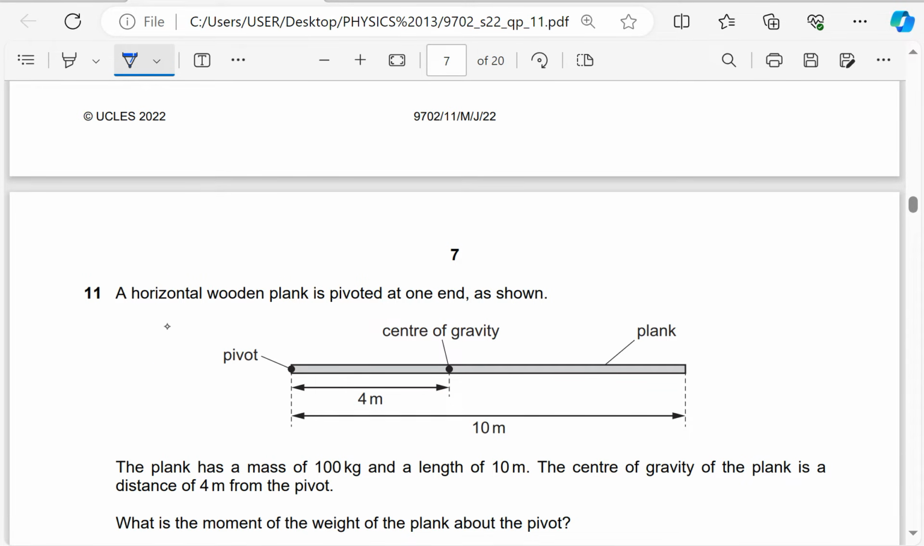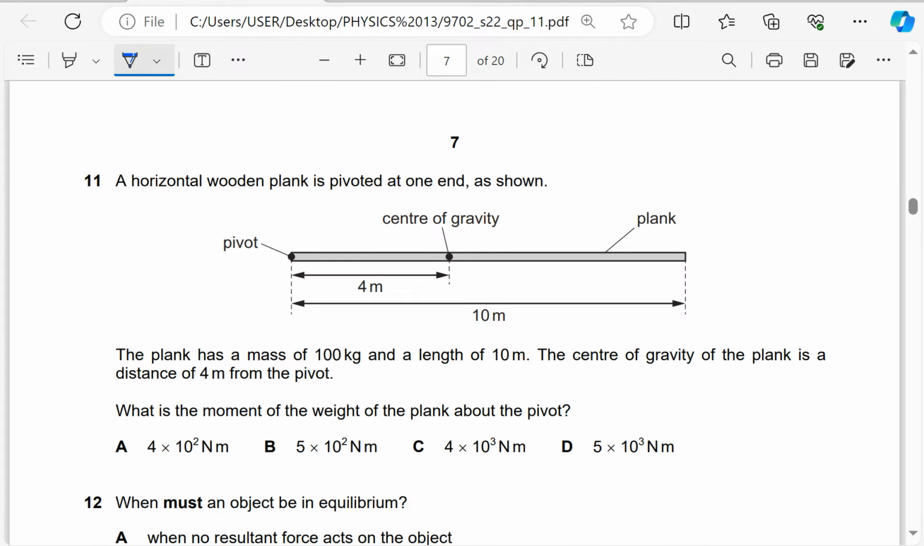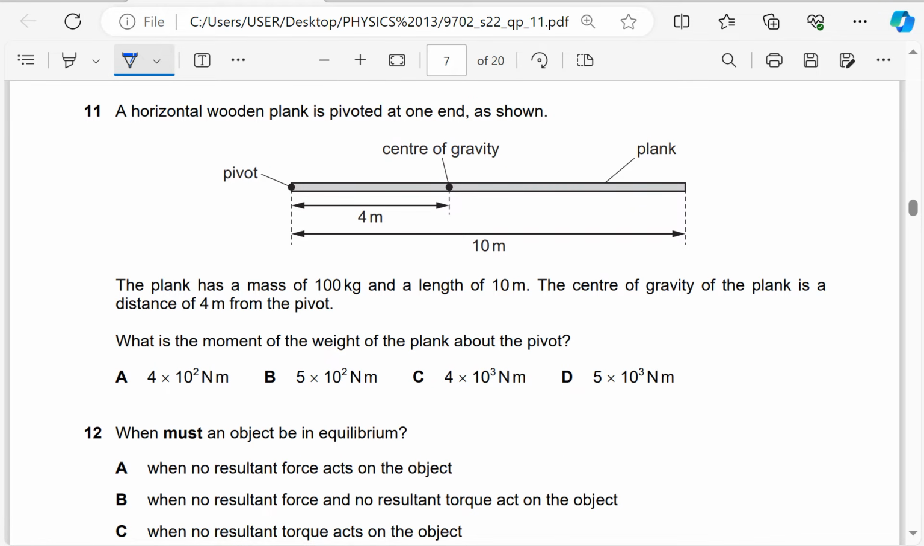A horizontal wooden plank is pivoted at one end as shown. The plank has a mass of 100 kilograms, and a length of 10 meters. So the weight, the force caused by this, is going to be 100 times 9.81. That is the force. The center of gravity of the plank is a distance of 4 meters from the pivot. So this force, which I've just represented as 100 times 9.81, acts at the center.